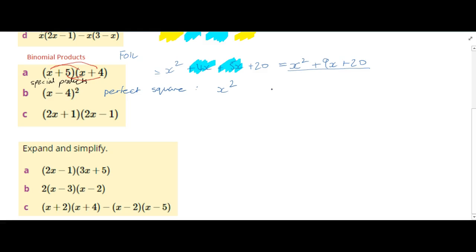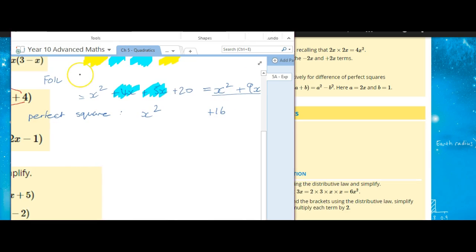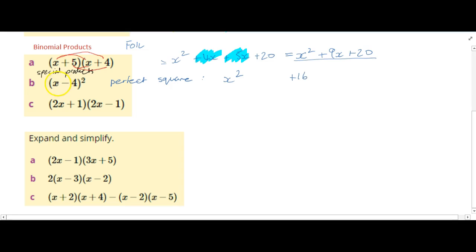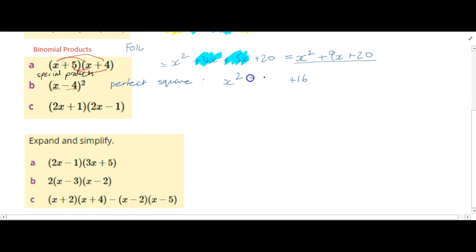So the last one is squared as well. So negative 4 squared is going to be positive 16. Okay, now the middle term is this number times this number times 2. So x times negative 4 times 2 is negative 8. Okay, so that's what goes in the middle here.